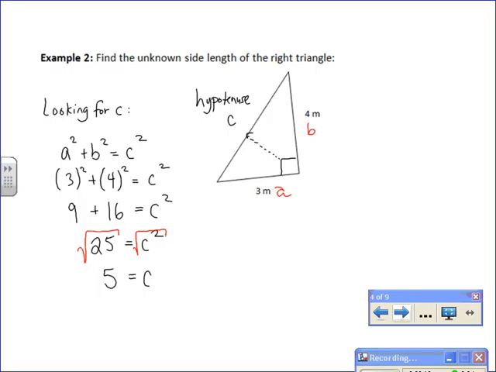And if I come back and look at my units here, I'm in meters. So I solved for my unknown side length. It's equal to 5 meters.